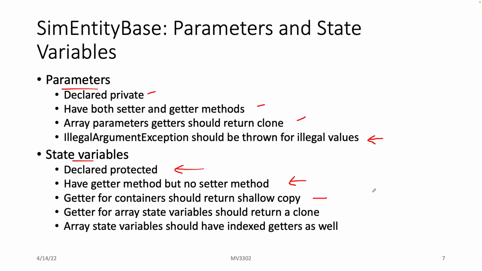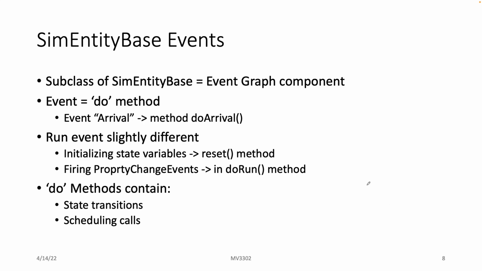Getters for containers and arrays should return a shallow copy. If you want tighter encapsulation, then a deep copy would work, but a shallow copy is generally sufficient. Arrays should return a clone. And the other thing that we haven't looked at yet: if I have an array state variable, I should have index getters as well, and that's a Java Beans type of thing. That turns out to be very convenient.